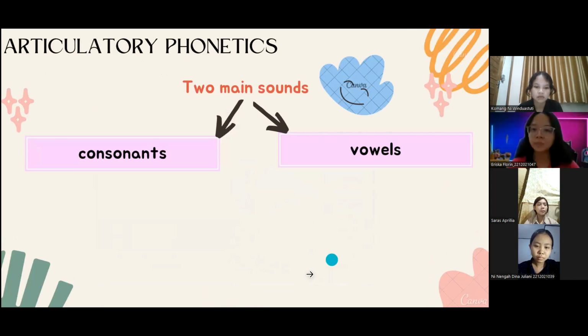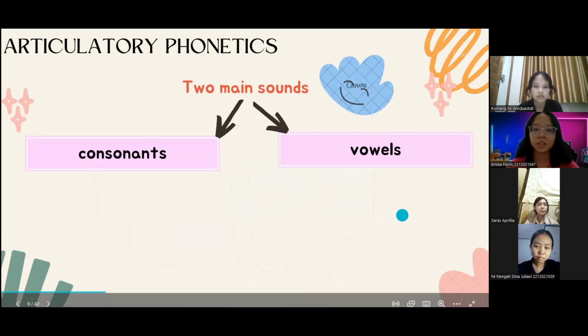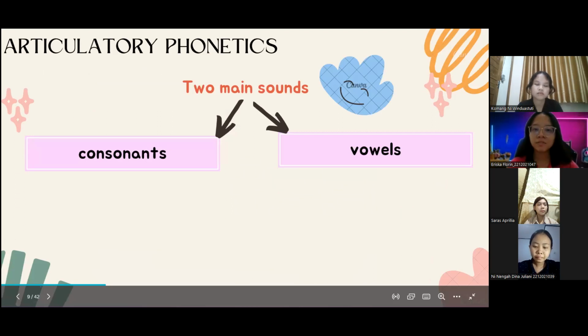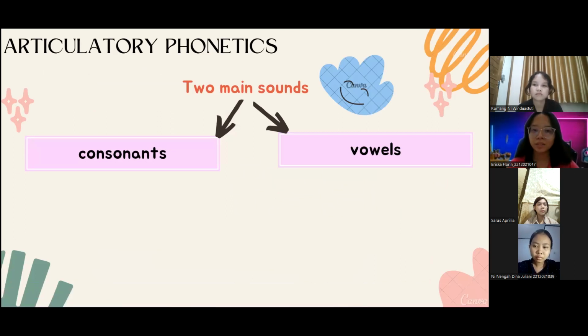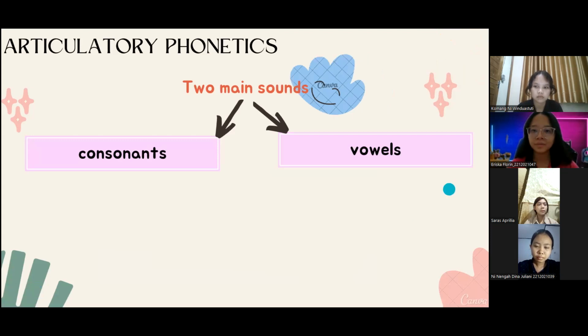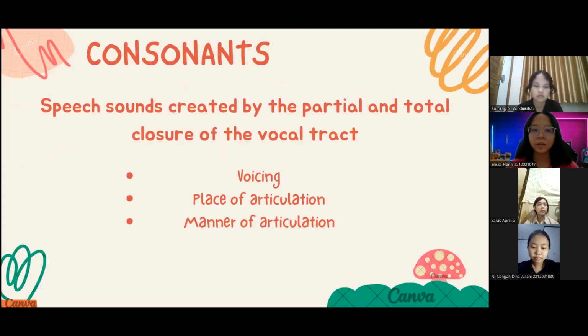Okay, I will continue about articulatory phonetics, which is divided into two categories, consonants and also vowels. Next. Okay, what are consonants? Consonants are speech sounds created by the partial or total closure of the vocal tract. They are divided into three categories: voicing, place of articulation, and also manner of articulation. Next.